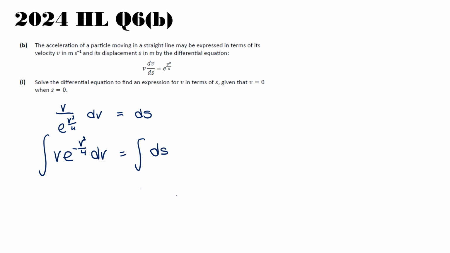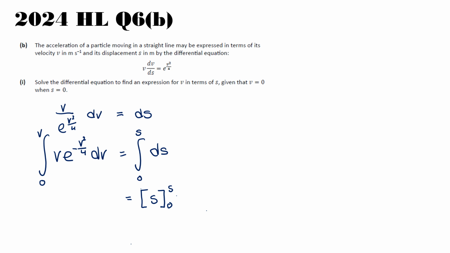They told us that v is equal to 0 when s equals 0, and we're working with v and s. Now, the right-hand side, this is very straightforward. We are integrating ds and evaluating it between 0 and s. The left-hand side is a little bit trickier. So we do have a v and an e to the power of v squared over 4.